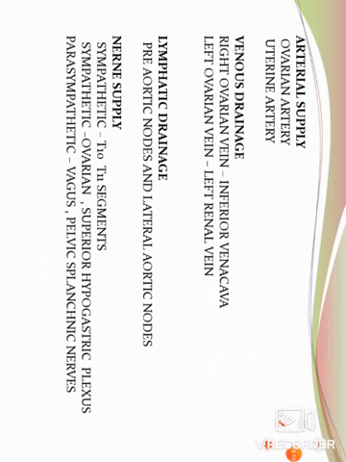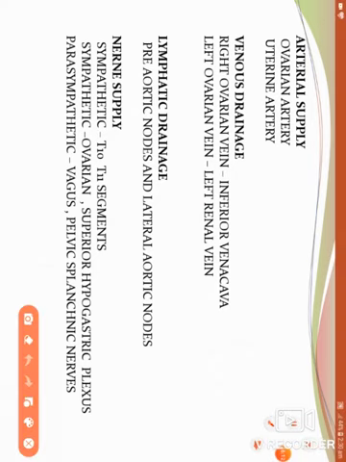Then the artery supply is the same as the ovary. The blood supply is from the ovarian artery and uterine artery, with venous drainage to the ovarian veins. Lymphatic drainage is to the pre-aortic and lateral aortic nodes. Then nerve supply: sympathetic from T10 and T11 segments, and parasympathetic through the pelvic splanchnic nerves. That's all about the features of the fallopian tube or uterine tube.